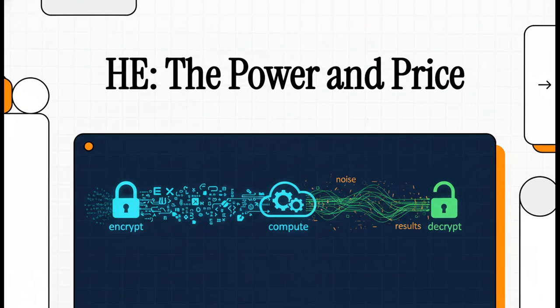Homomorphic encryption, it's one of those concepts that sounds like it's straight out of science fiction, right? The ability to actually compute on data while it's still completely encrypted. I mean, for data privacy, that's pretty much the holy grail. But like with any really powerful technology, there's always more to the story. So, okay, let's dive in.